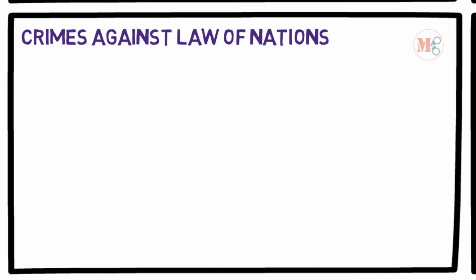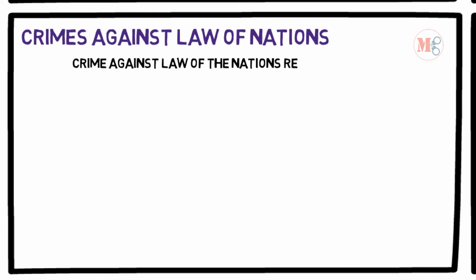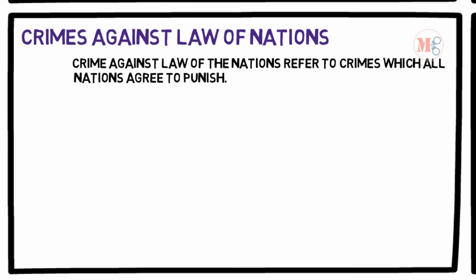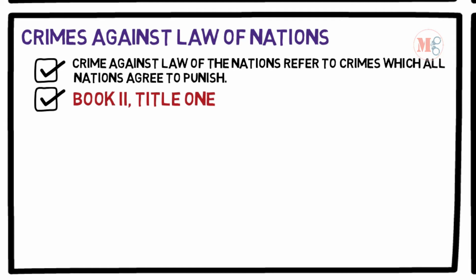What are then the crimes against law of nations? Crimes against law of nations refer to crimes which all nations agree to punish. Crimes against the law of nations are punishable anywhere, being crimes against the family of nations. In the Philippines, crimes against law of nations are also embodied in Book 2, Title 1 of the Revised Penal Code as amended.